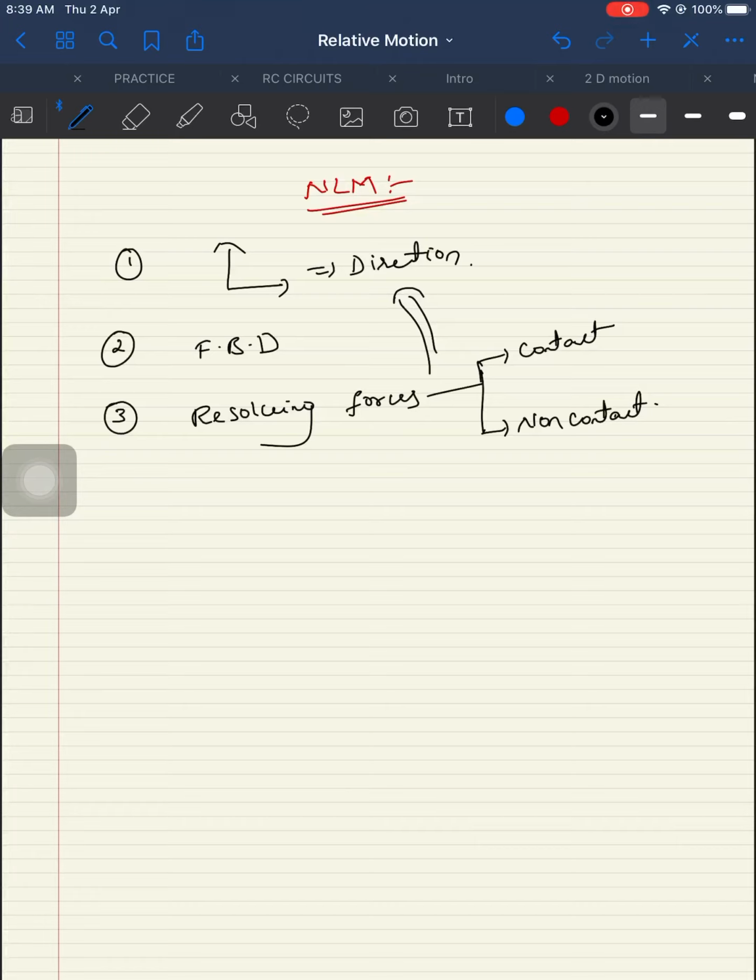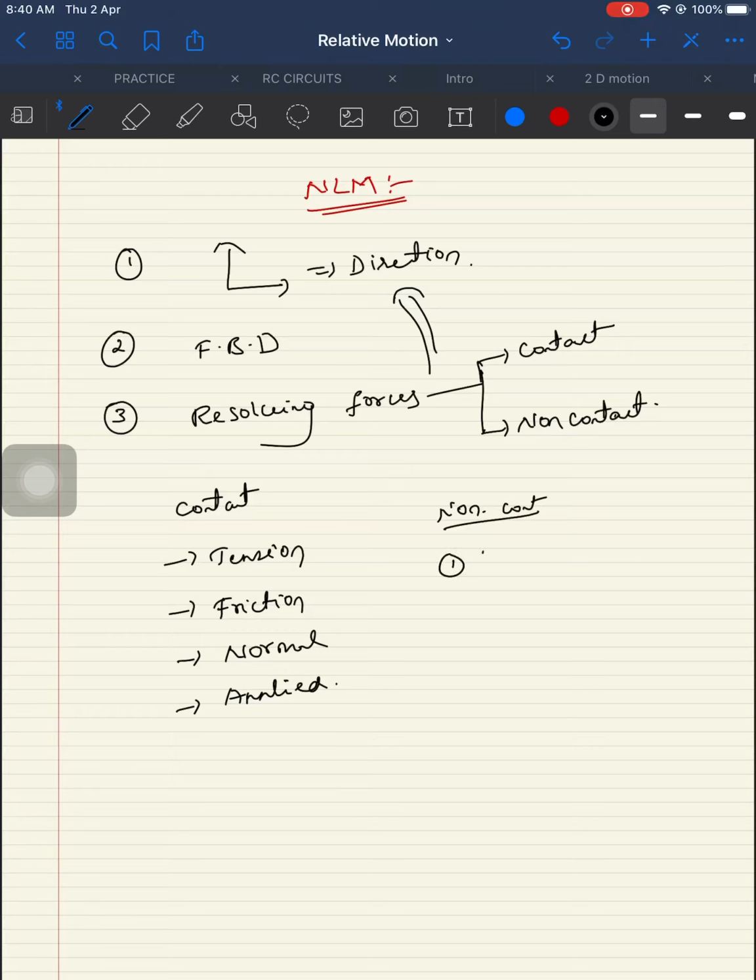And the contact forces, let's just categorize them: tension force, friction, normal, and applied forces. These are the forces mostly: tension, friction, applied force, and the normal force. And the non-contact forces are electrostatic and gravitational. Basically these are the forces.